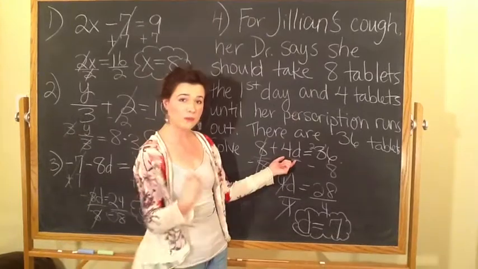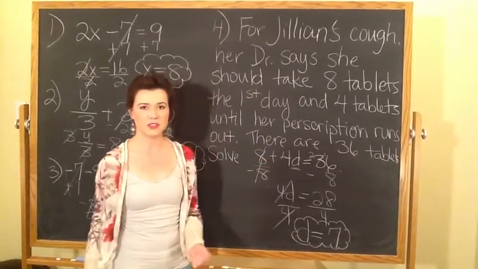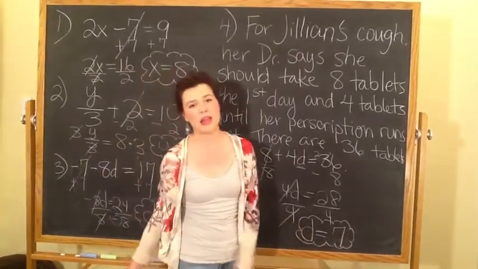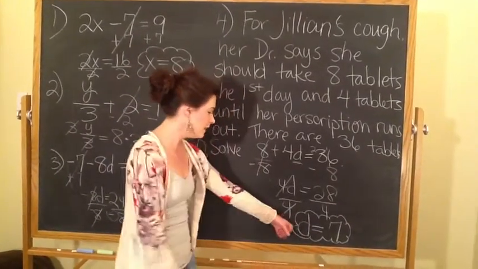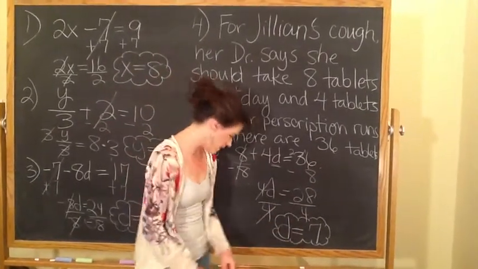She's going to be having 4 tablets for 7 days, and then she's going to have 8 tablets for the first day. So she has a total of 8 days that she's going to be taking medicine. But we were trying to solve for how many more days, which is 7.